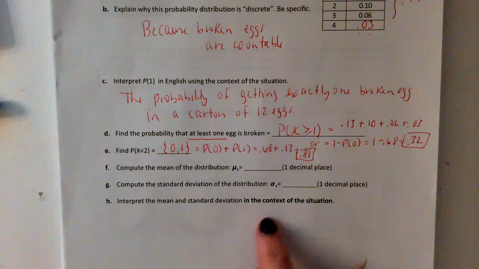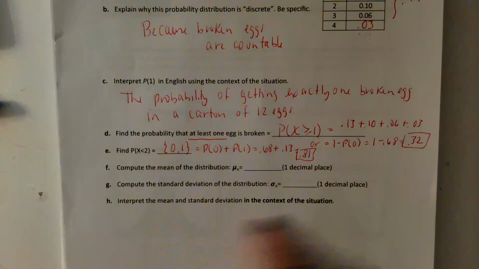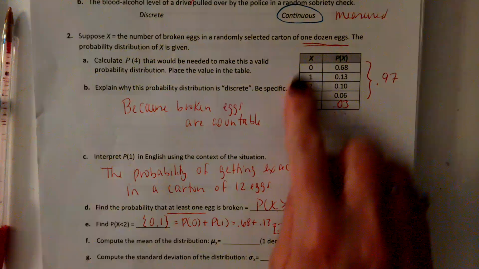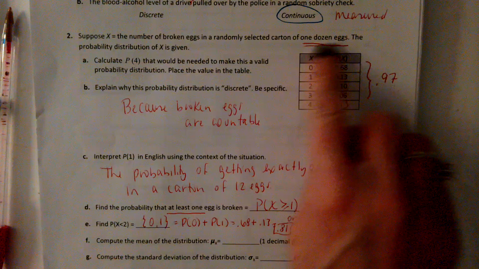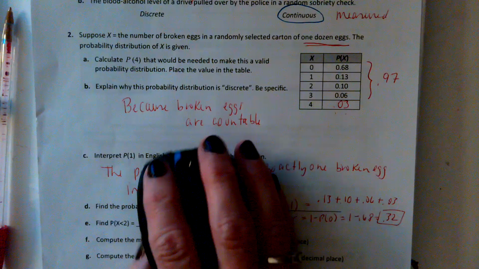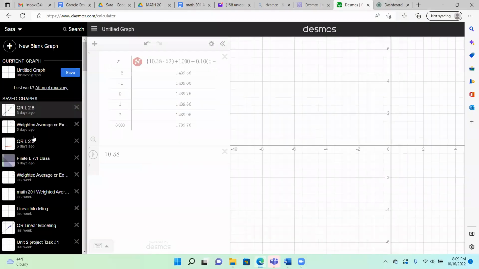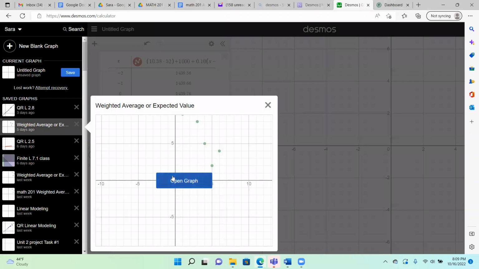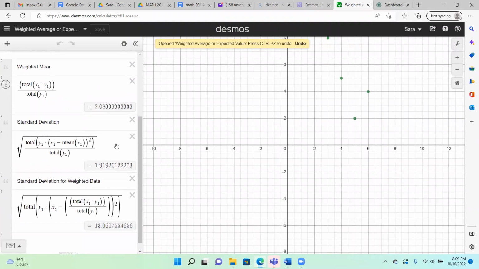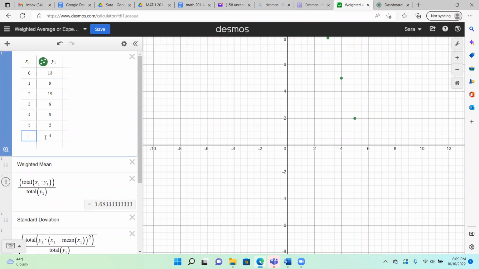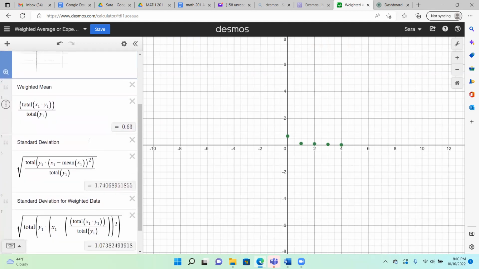Compute the mean of the distribution and the standard deviation and then interpret them. So this is going to be kind of one thing together. And because we have a discrete probability distribution, we have to use our weighted average in Desmos. So we're going to go ahead and go to our Desmos screen here. And then we're going to look at the one that's the weighted average. And so I'm just going to edit this data here. And we only have 5, so 0, 1, 2, 3, and 4. And then this is 0.68. 0.13. Okay. And then it already uses X1 and Y1.